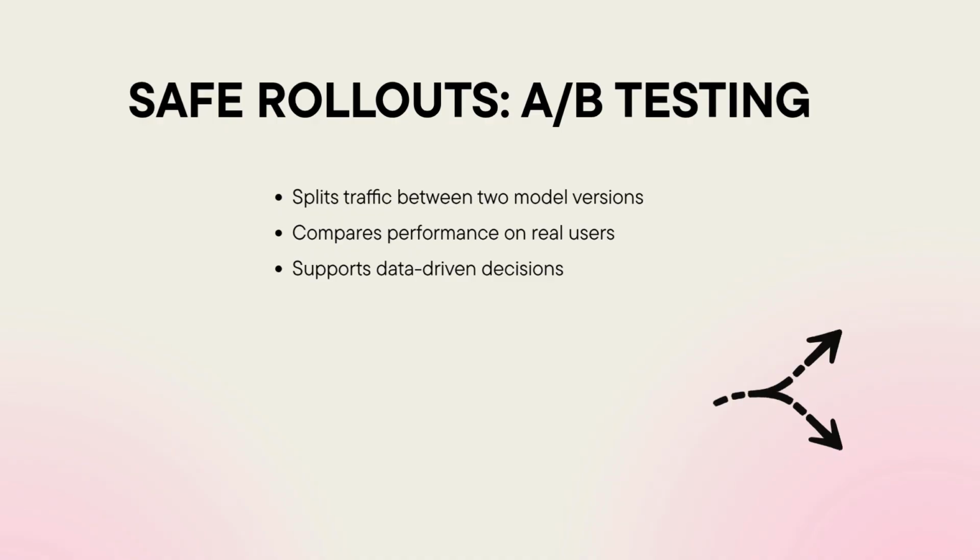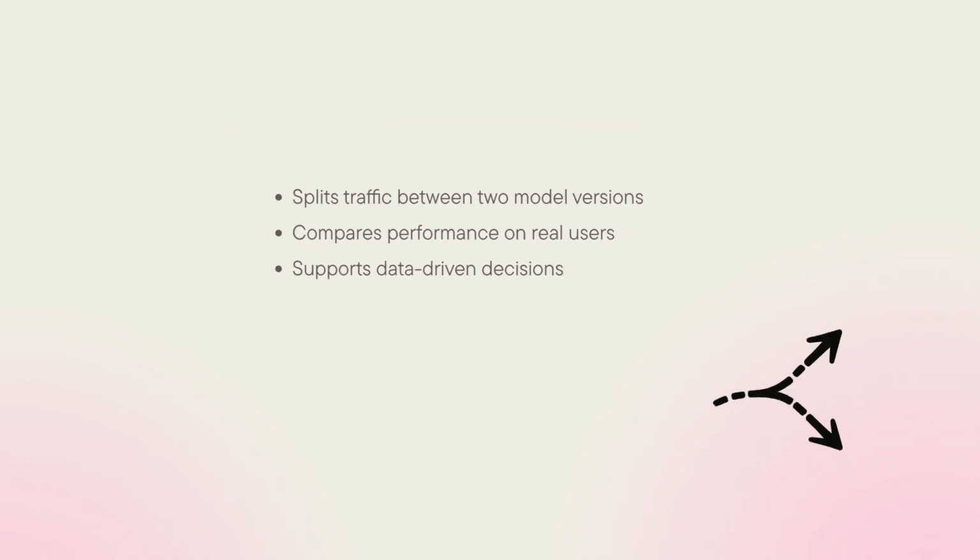For example, one half of customers might receive recommendations from the old engine, while the other half sees results from the new one. Key metrics such as accuracy, engagement, or revenue are then analyzed to determine which model performs better. A/B testing supports evidence-based decision-making but must be carefully designed to avoid bias and ensure fair comparisons.